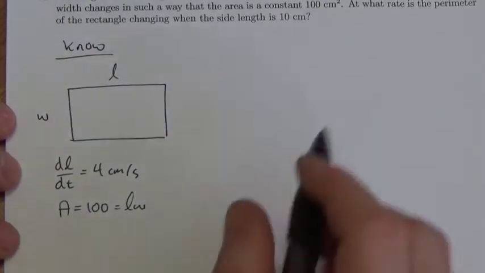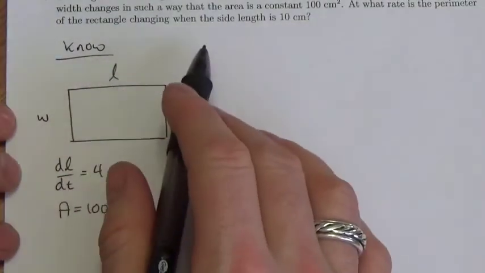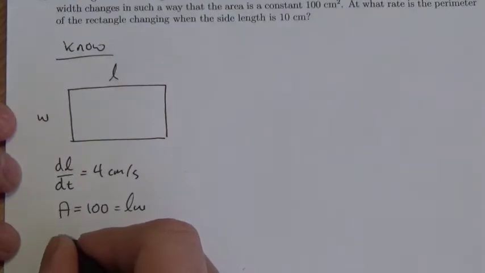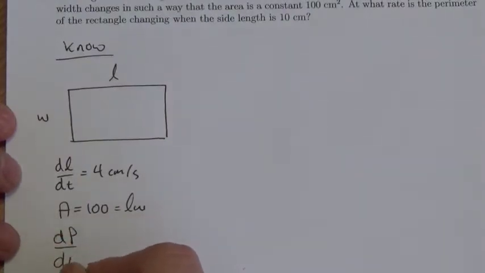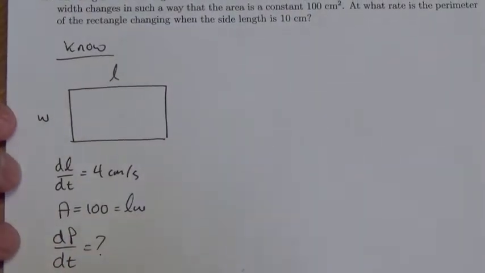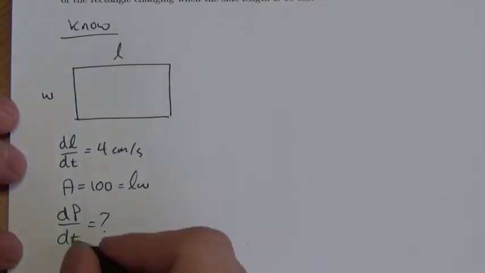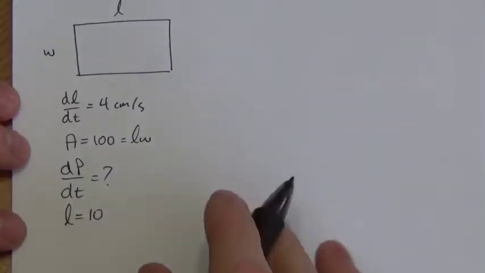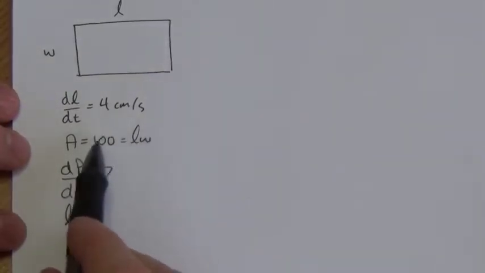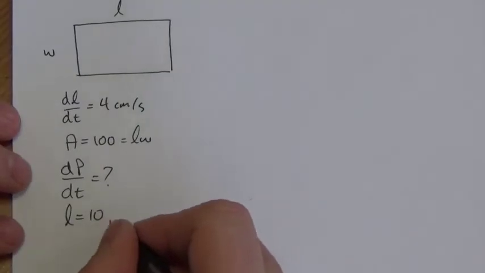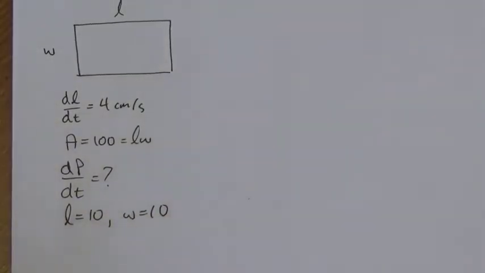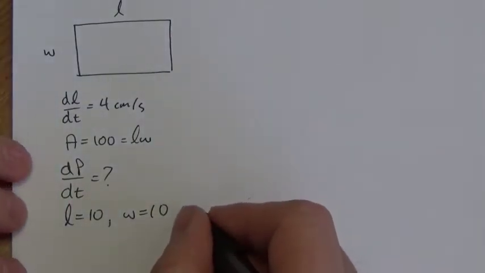So at what rate is the perimeter of the rectangle changing when the side length is 10 centimeters? So okay, I'm looking for the rate of change of perimeter at the moment that the side length is 10 centimeters. Now, let's face it here. Because the product of the length and the width is 100 always, I know right away that the width is also 10. So this is essentially asking at what rate is the perimeter changing when this is a square.